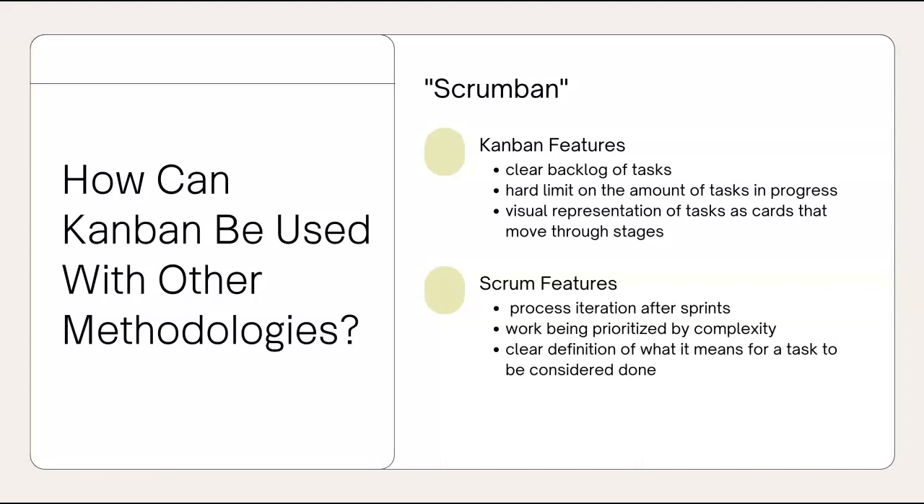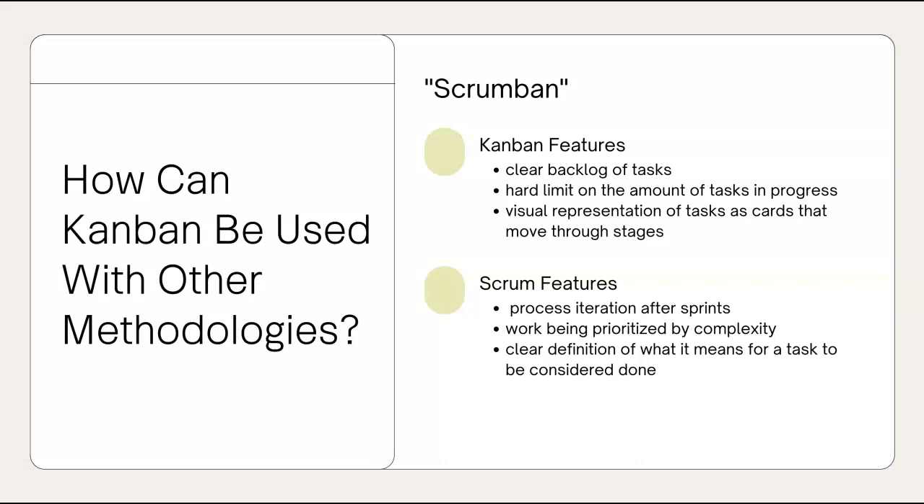Those Kanban features are then added to these Scrum features that include a process iteration after sprints, working on work for a sprint period, and then looking at the process and figuring out how it can be changed and updated, and then work prioritized by complexity so that you know what takes longest and can complete it well. And then finally, that Scrum feature of a clear definition of what it means for a task to be considered done so that everyone is on the same page about what is complete and when.